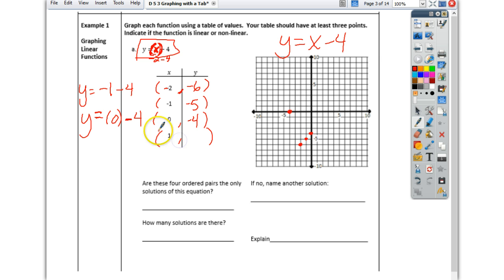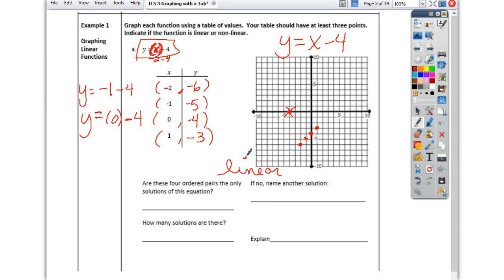Now I go 1. What if I put a 1 in here? What's 1 minus 4? Negative 3. Let's go 1, negative 3. And then, so if you've got these two and this one over here, what are you going to do? Reevaluate and look. Did I do this one right? Oh, no, that doesn't go there. That goes here. Okay, so that is what? Linear or nonlinear? That is a linear equation.